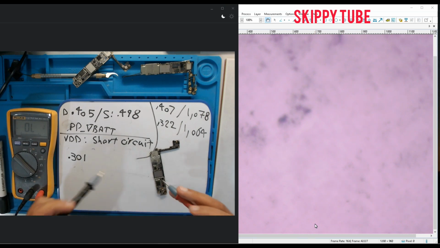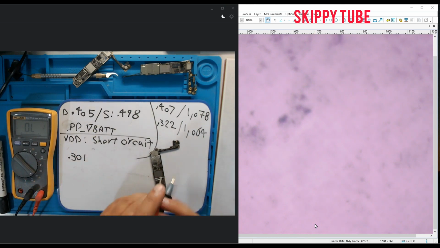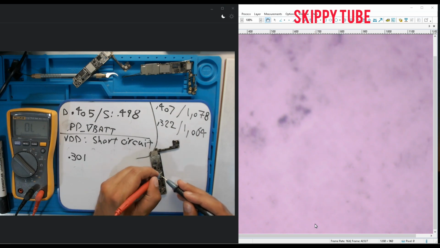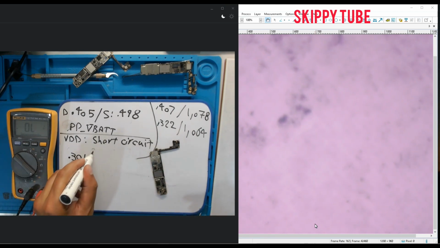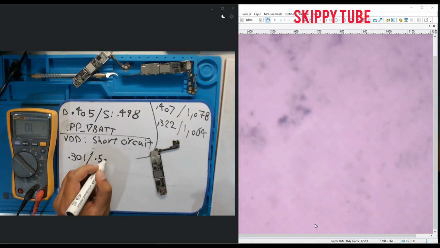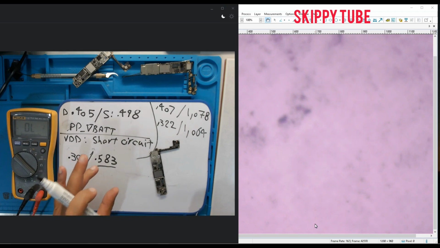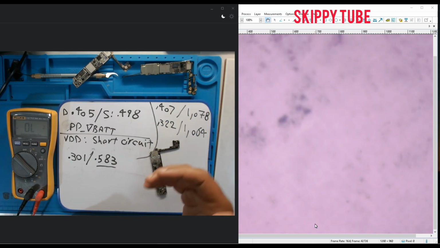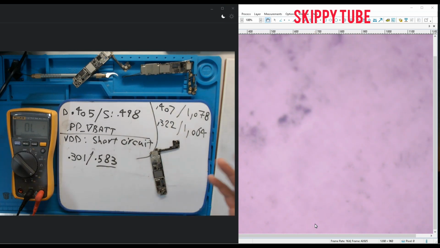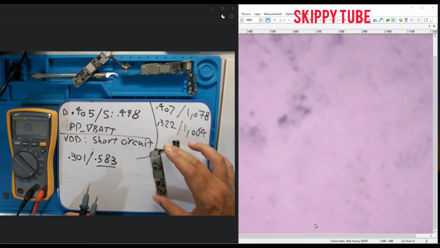Now I'm checking the Skippy test. This time it's black on the earth, the ground, and I check this one. It's showing 0.583. The Skippy test is showing 0.583. This is the first thing, less than 0.600. But maybe the phone works, we don't check it. Sometimes if the phone has been used for more than 5-6 years, its value is completely changed.